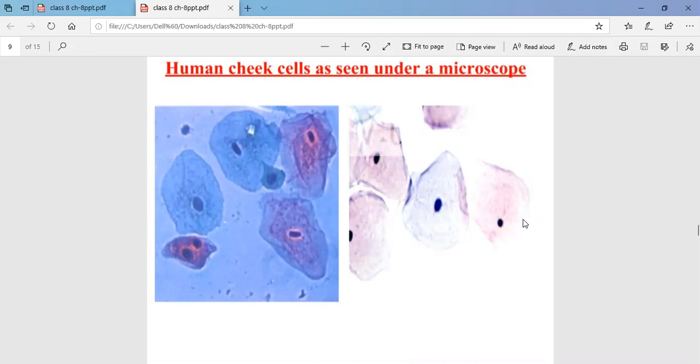So children, this was for today only. Next, the parts of the cell and the structure of animal and plant cells will be continued in the next class. Today we have discussed the shape of a cell, the size of the cell, and how they are related with one another. Thank you.